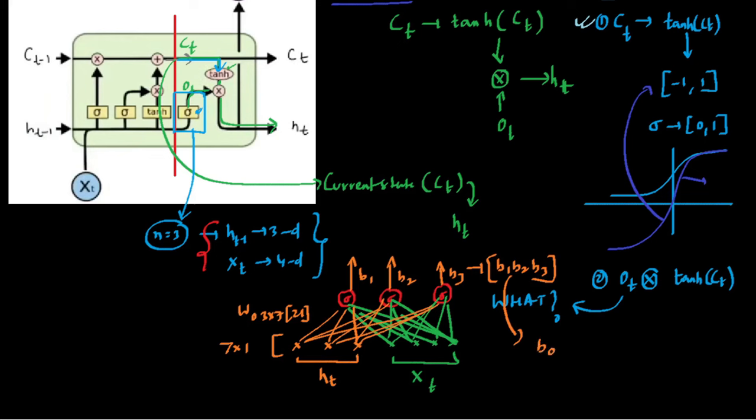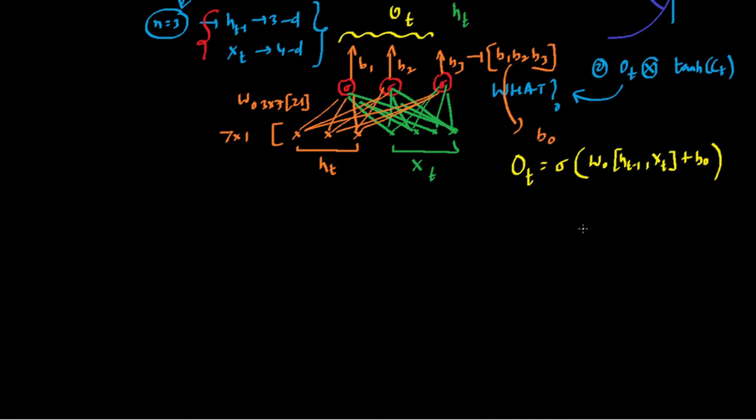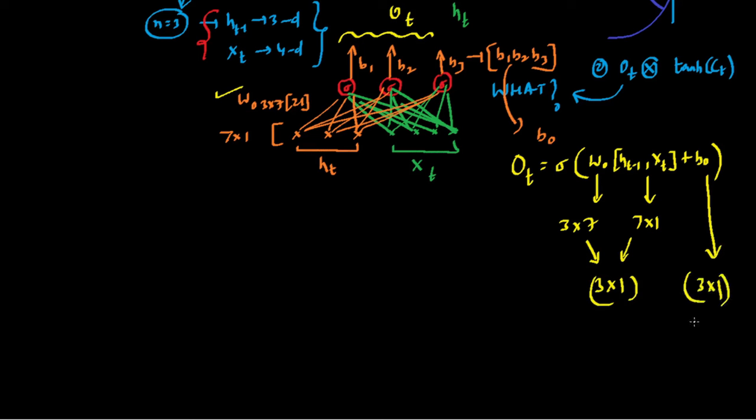of O. So what will be the formula of OT? This is OT. The formula of OT is very simple. Let me do it a little bit here so that it fits in the screen. OT is nothing but a sigmoid function of WO multiplied with HT minus 1 comma XT, plus B of O. We all know this is a 3 × 7 matrix, 21 weights. This is a concatenation of 3 × 1 and 4 × 1, which is a 7 × 1. Now here there is a cross product, so the output is 3 × 1. Then you have B of O, which is 3 × 1, and you are adding them. So the final output is a 3 × 1 matrix, and this is nothing but your OT.